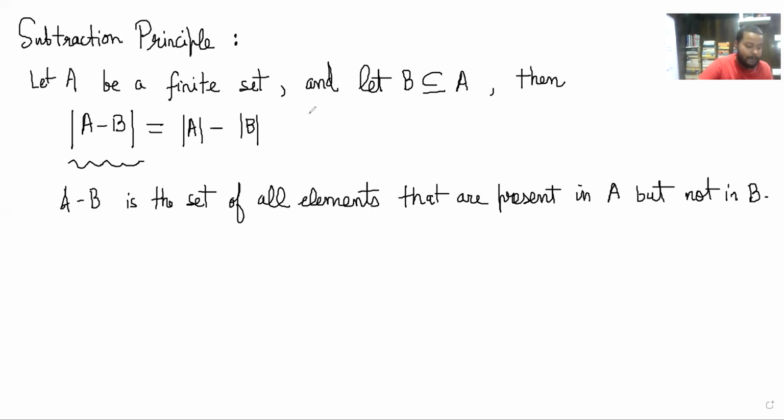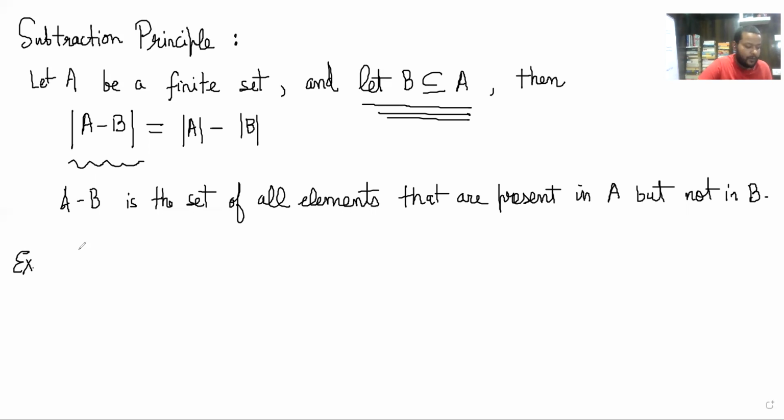So here it is important to note that this works only because B is a subset of A. B has to be a subset of A, only then will the subtraction principle work: |A - B| = |A| - |B|. So for example, you can solve a very simple question.